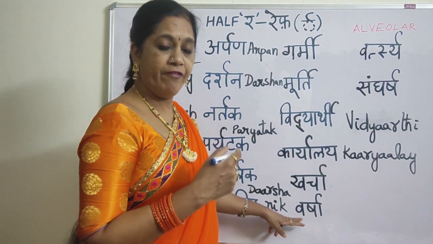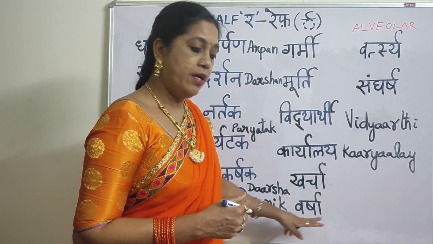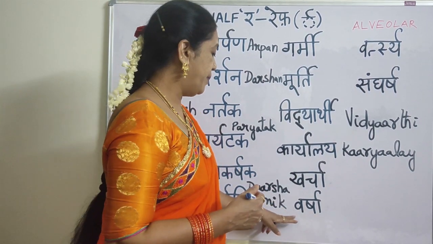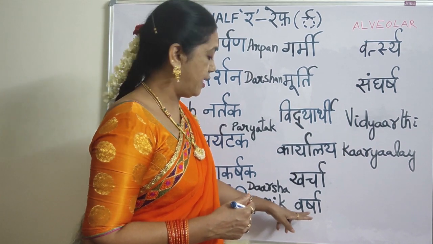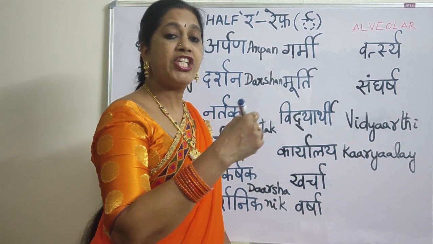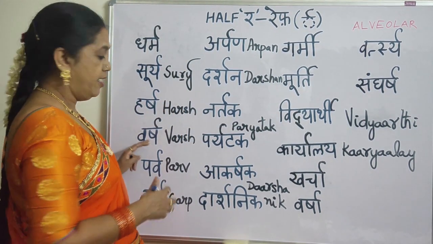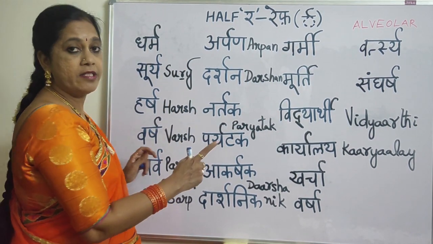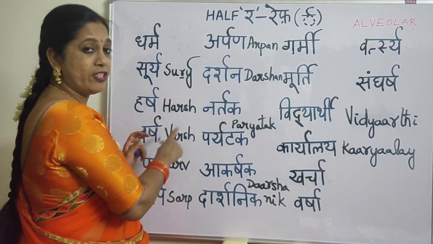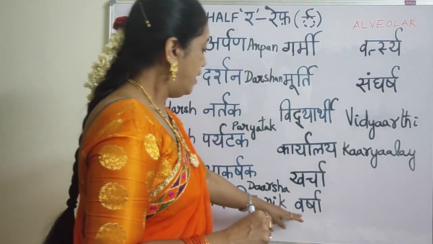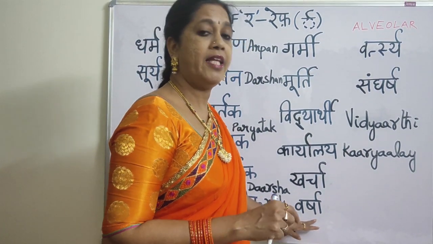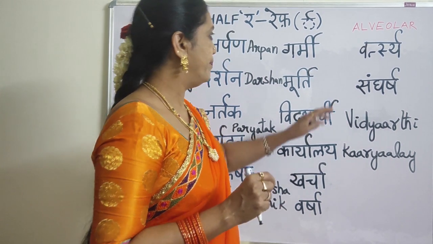The next one is va and sha. Va, sha. It becomes, and in between there is a sound. So it is varsha. Varsha means rain. Here I have given varsh. See, just one matra difference, the meaning changes. Here it is varsh, which is year. Here it is varsha, that means rain.